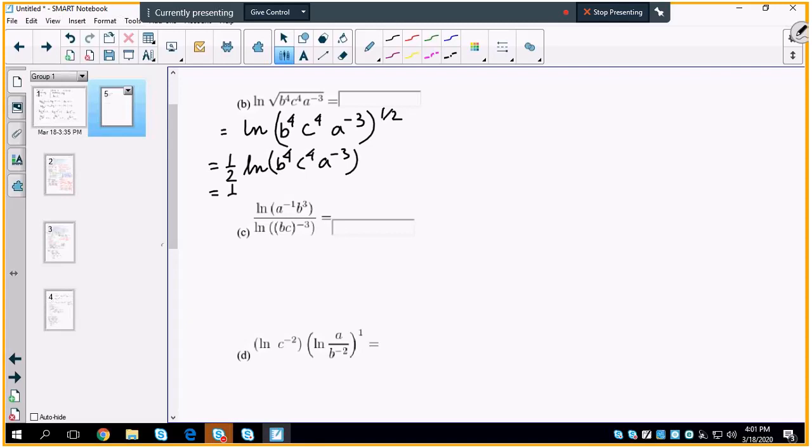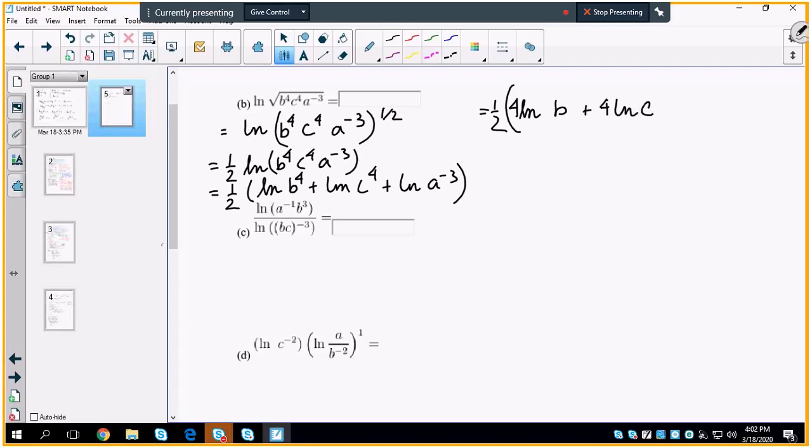So we'll write 1/2 outside, natural log of b to the power 4 plus natural log of c to the power 4 plus natural log of a to the power negative 3. That should equal, now you bring the powers in front, so it will be 4 natural log of b, you still are inside the parentheses, and then plus 4 natural log of c, and then plus negative 3 natural log of a.